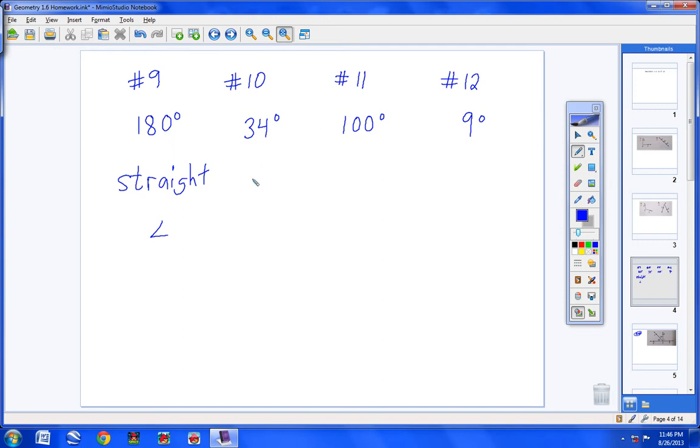34 degrees, well, that's smaller than 90. We're going to call that an acute angle. 100 degrees, that's bigger than 90, so we're going to call that an obtuse angle. And then 9 degrees, that's smaller than 90. We're going to call that an acute angle. Okay, hope that helps. Numbers 9 through 20.